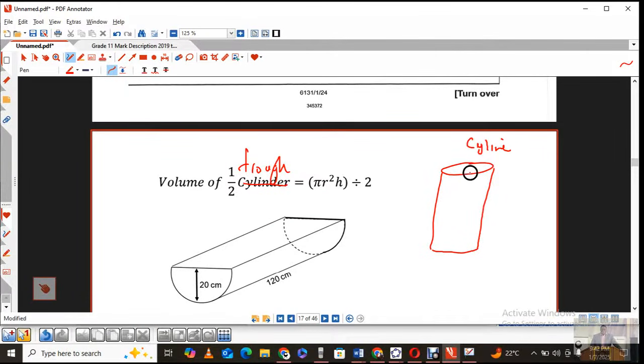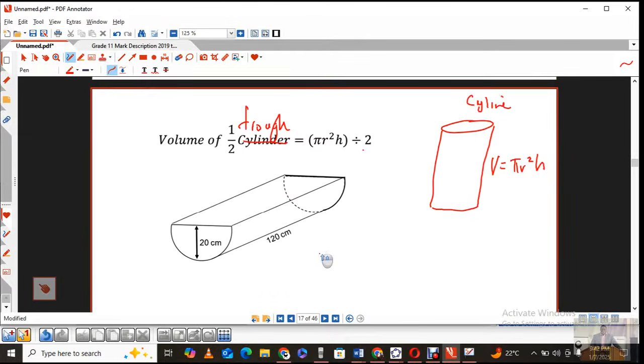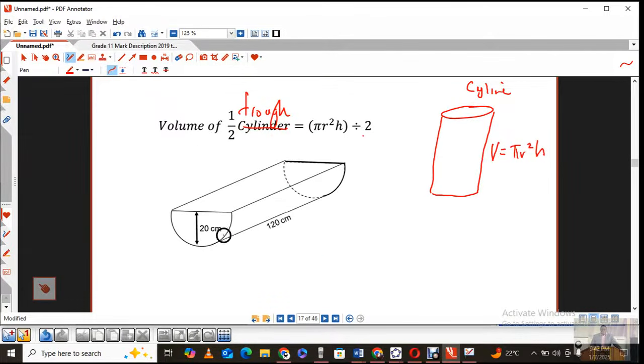Since we are dealing with half of that, it's going to be whatever the formula is for the volume of a cylinder, which is V equals pi r squared h. Since the trough is half of a cylinder, you must divide the answer by 2. So simply punch in what is my radius. The volume of that trough is pi times 20 squared, that's the radius, times 120, that's the height or the length.